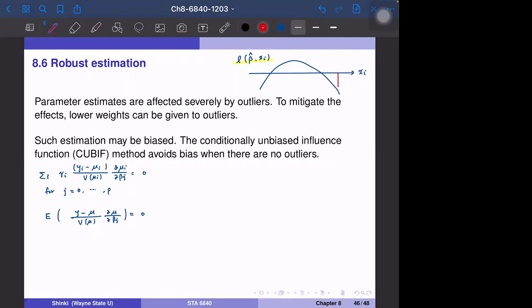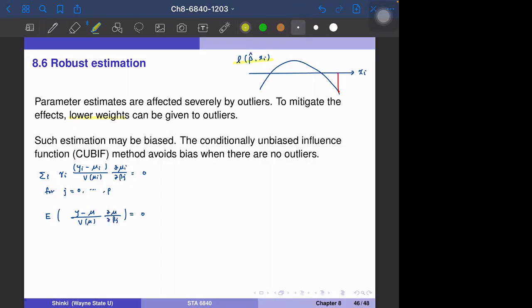So that means that we have to determine beta so that the outlier xi does not make the likelihood function too small. So the beta hat is adjusted too much by the outliers. So we would like to mitigate the effects. And one way is to put lower weights on outliers.